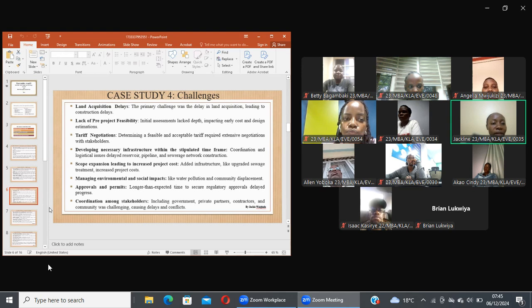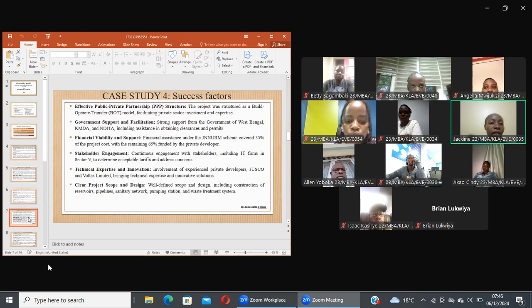Approvals and permits, longer than expected time to secure regulatory approvals delayed progress. And finally, there was a challenge of coordination among stakeholders, including government, private partners, contractors, and community was challenging, causing delays and conflicts. Thank you so much. My colleague Yoboka Allen can take it on.